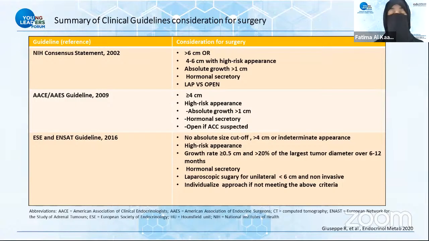They consider more than 4 centimeter or indeterminate appearance, high risk appearance, or growth more than 20% in tumor diameter during 6 to 12 month follow-up imaging, and or hormonally secretory, and laparoscopic surgery for unilateral tumors less than 6 centimeter when there is no invasion, otherwise an individualized approach if not meeting the above criteria.